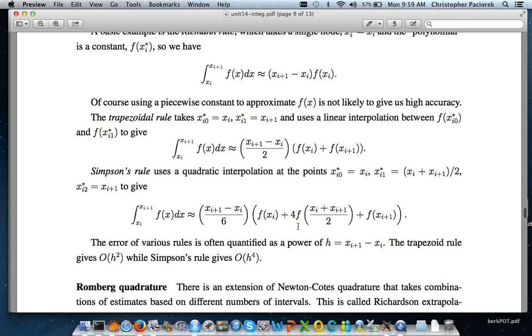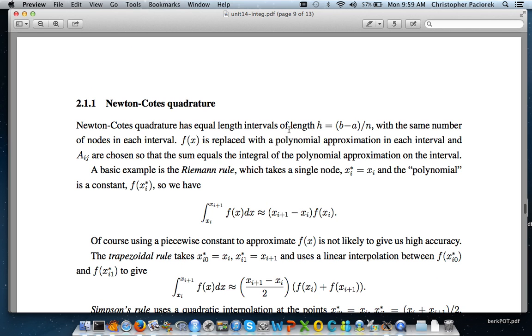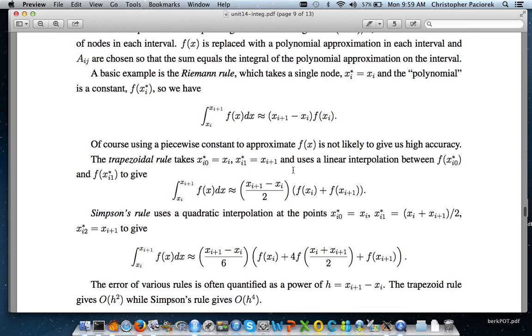I said before that Newton-Cotes is using a polynomial approximation in each interval. We've seen that the Riemann approximation is just using a constant approximation. The trapezoid rule is using a linear approximation to the function in each interval. Simpson's rule is using a quadratic approximation in each interval. So this amounts to getting higher and higher accuracy by using a better and better approximation to what the function is in each of the intervals. If you work through what Simpson's rule looks like, it looks like this, and you could rewrite this also in terms of the a_ij's and the f of x at these node values.